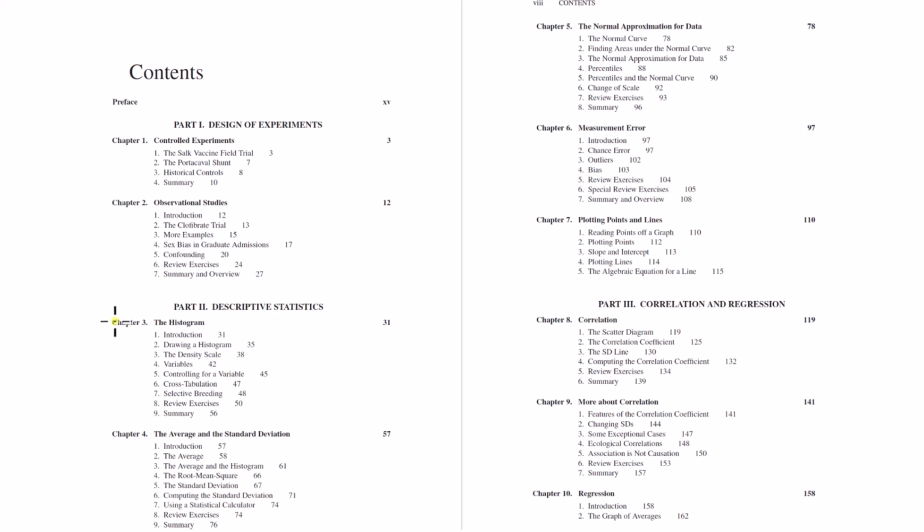In this video, we're continuing with Chapter 3. We're going to go through Section 5, Controlling for a Variable in a Histogram.